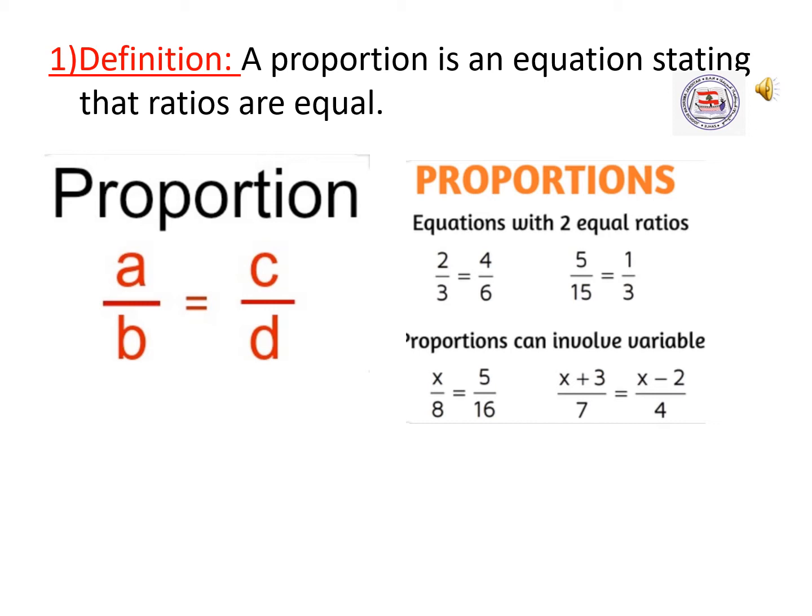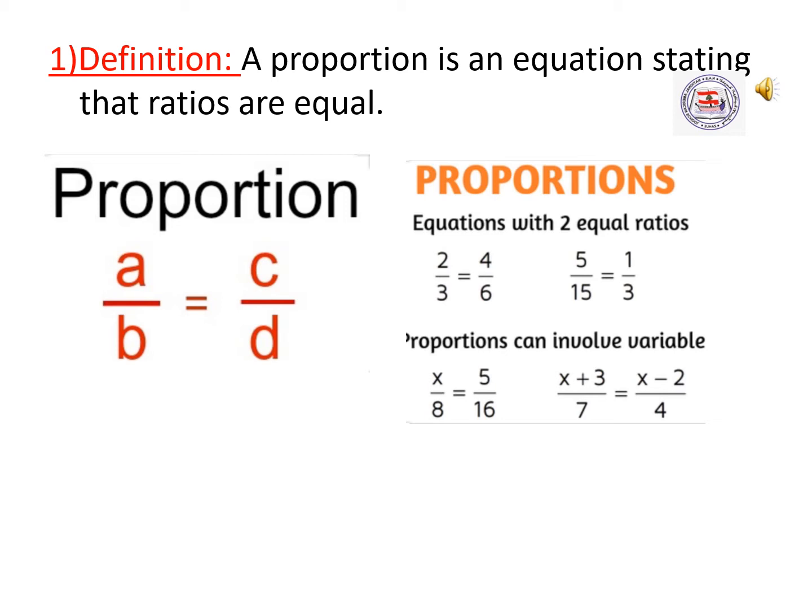First, the definition. A proportion is an equation stating that ratios are equal. A over B equals C over D, where A, B, C, and D are real numbers. Equation with two equal ratios. 2/3 is equal to 4 over 6.